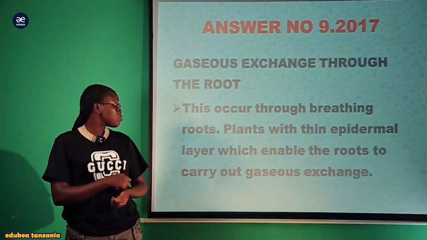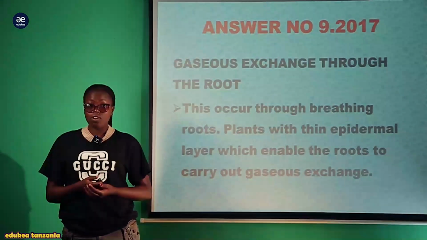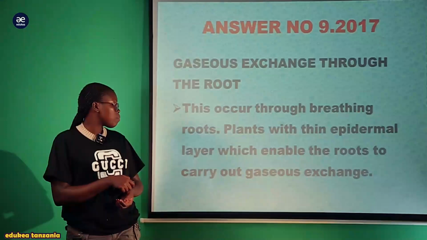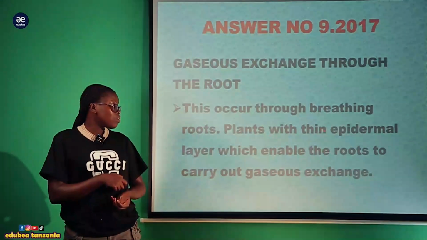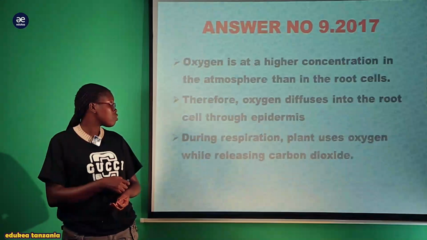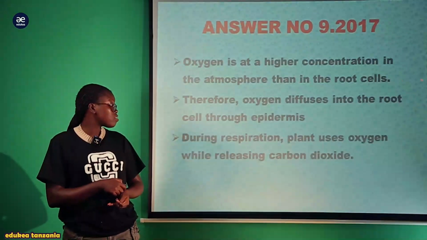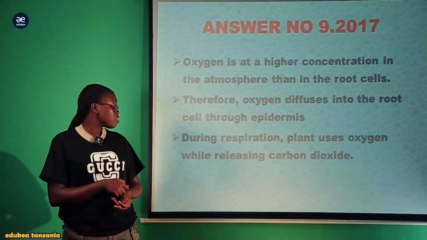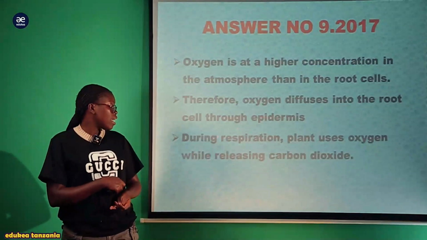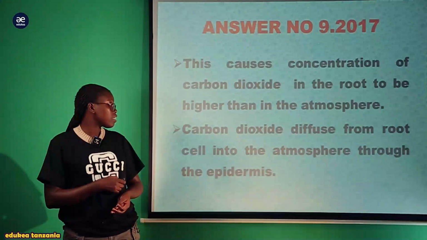And gaseous exchange through the root, for example, for the mangrove which grows in waterlogged areas, occurs through the breathing roots, with a thin epidermal layer which enables the root to carry out gaseous exchange. Oxygen is at a higher concentration in the atmosphere than in the root cell, and therefore oxygen diffuses into the root cell through the epidermis, and during respiration, the plant uses oxygen while releasing carbon dioxide.